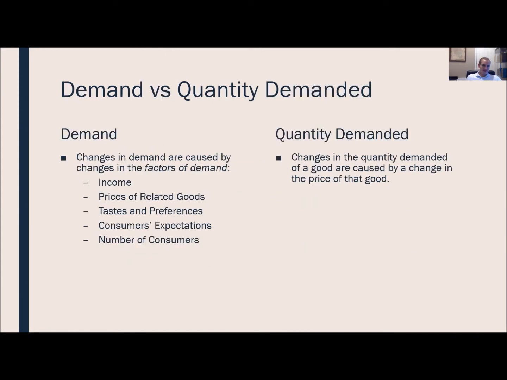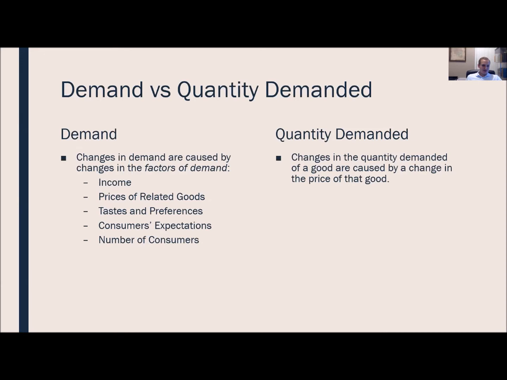Now, what separates demand from quantity demanded? When we think of what might cause a change in demand, we are going to be expecting one of these factors. Sometimes they are referred to as shifters of demand. Those include income, prices of related goods, tastes and preferences, consumers' expectations, and the number of consumers in a market.